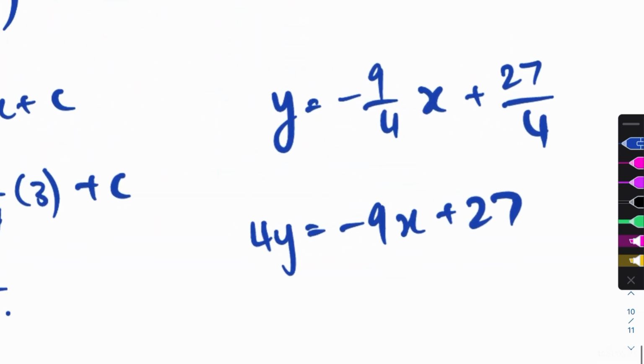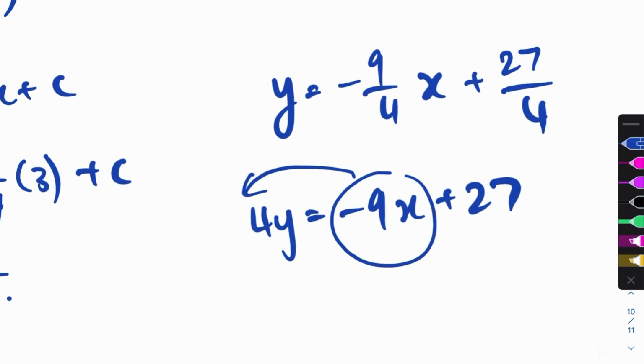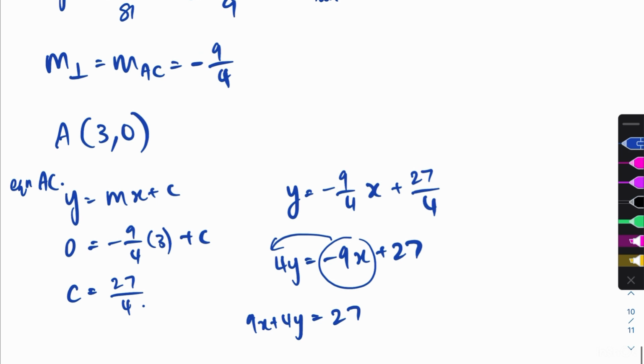And if we just rearrange this, bring the x to this side, you get exactly what they're after. So 9x plus 4y equals 27. And we are done with part 1.